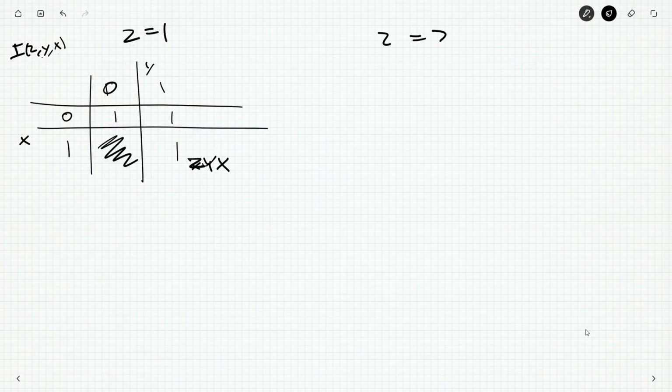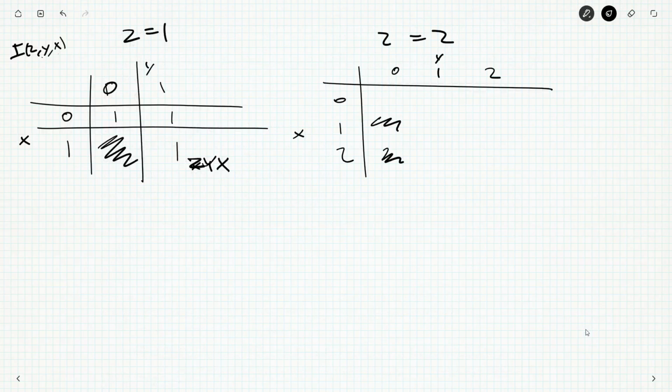What if I had z with a 2? Okay, so y could be 0, 1, or 2. X could be 0, 1, or 2, but we don't need the bottom row here. So this square here would be I of 2, 0, 0. And there's only one way to do that, just 2 z's. So one in there.